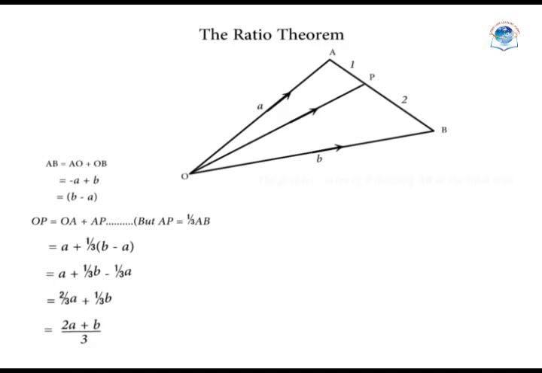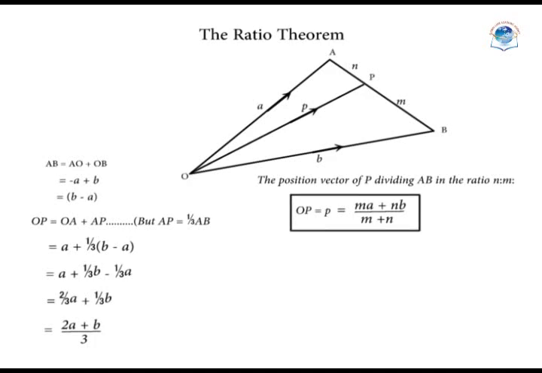In general, the position vector of a point P dividing a straight line AB in the ratio n to m is given by OP is equal to (mA plus nB) over (m plus n), and this is called the ratio theorem.